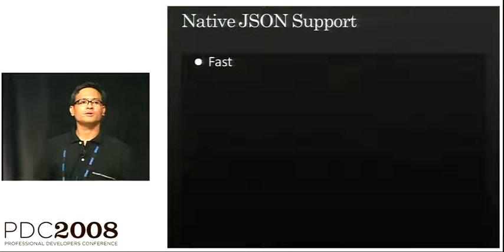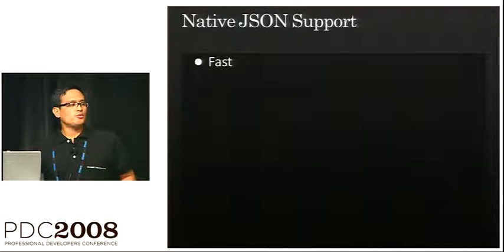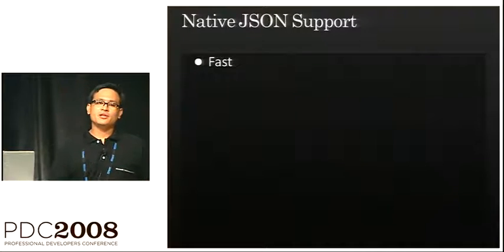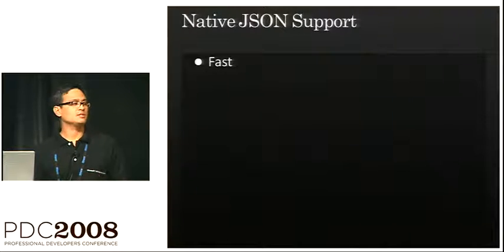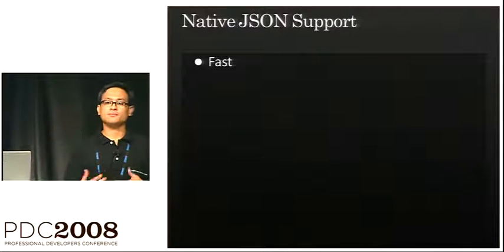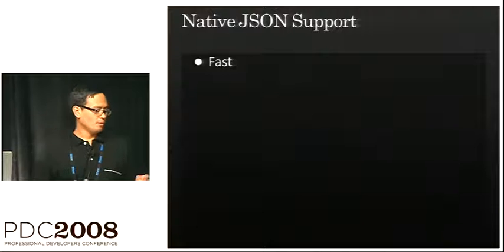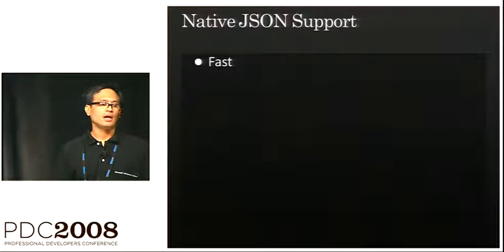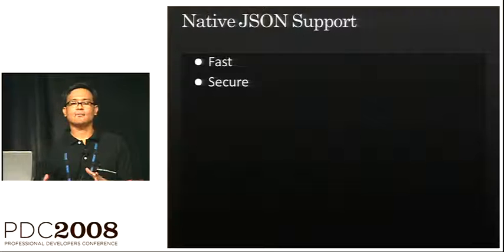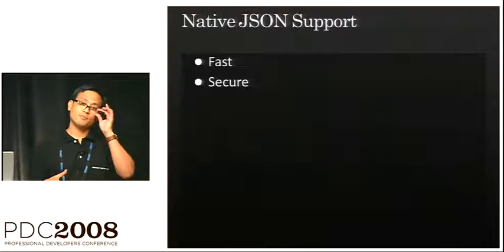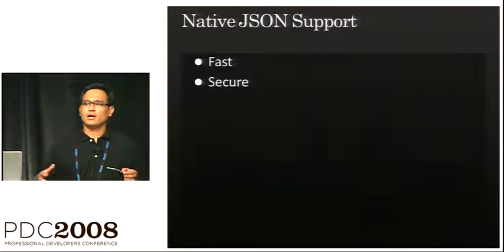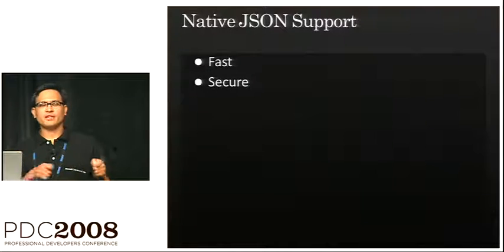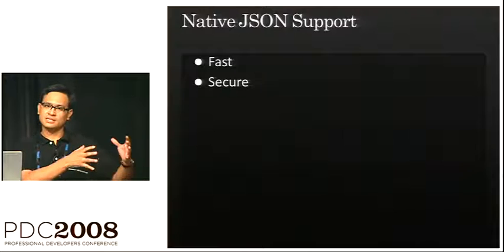Let me spend some time on JSON now. We found that the native JSON implementation is fast, much faster than a corresponding JSON implementation based on any framework, or even faster than the XML-based implementation. Not only that, what we found is also secure, in the sense that most of the JSON implementations that you find in frameworks are based on eval, meaning you just take the JSON string, you feed it to eval, and what you get as output is a JavaScript object.